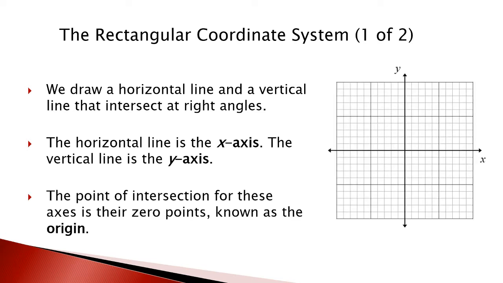First, we have to draw a horizontal line and a vertical line which intersect each other at 90 degrees, right angles. This horizontal line is called the x-axis and this vertical line is called the y-axis. The intersecting point of these two axes is called the origin, or the (0, 0) point.